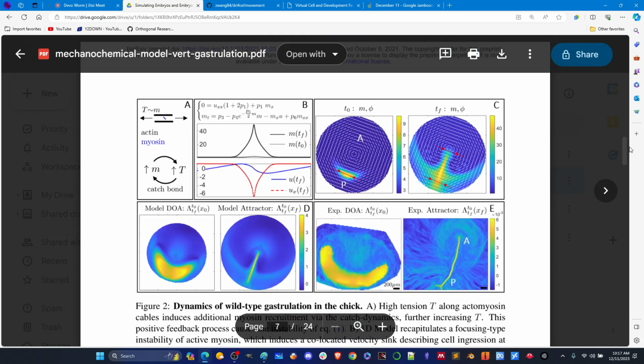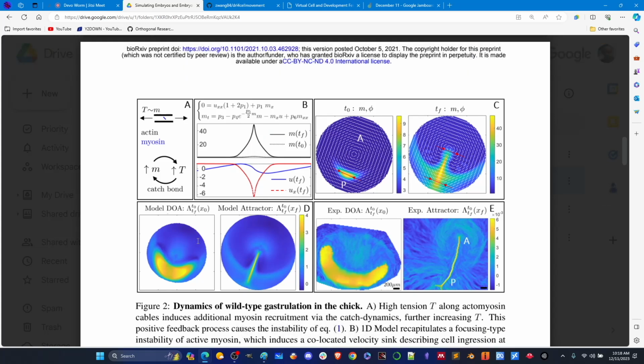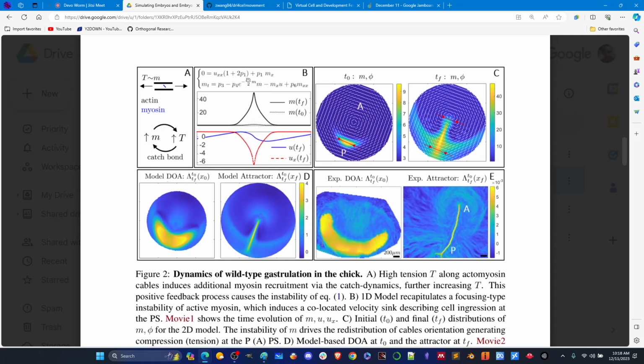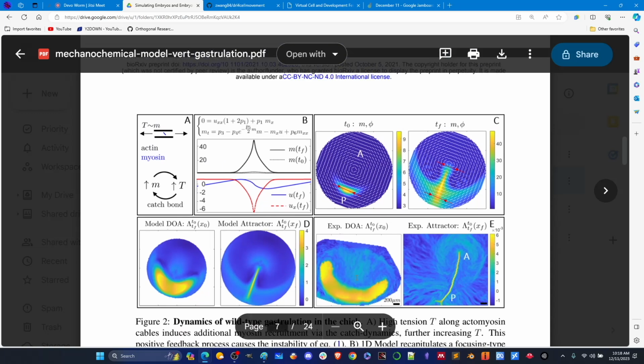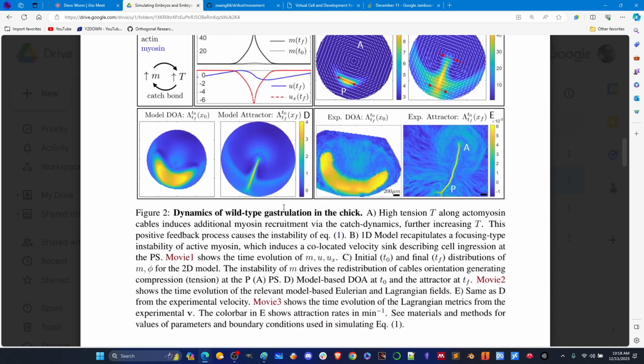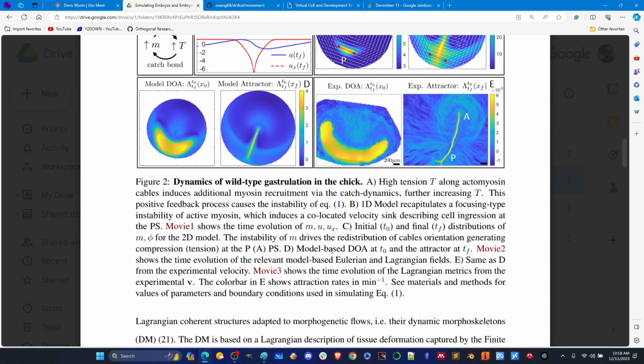And this is where they go through gastrulation, the dynamics of gastrulation. So they have the sickle, and then it goes to this primitive streak. So they've characterized these dynamics. Let's look at D here. D is model-based DOA at T0 and the attractor at TF. So this is T0 where you have the sickle. TF is where you have the primitive streak. So they're modeling between those two.